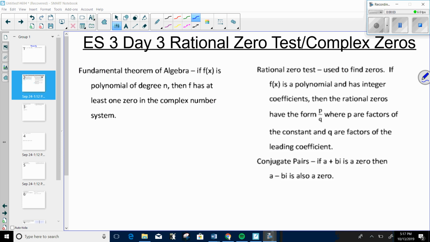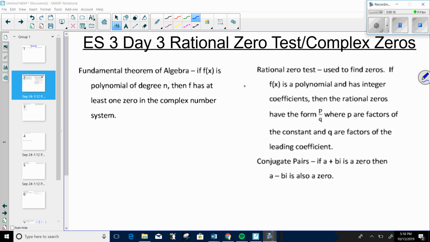Today's lesson, we're going to talk about how to find solutions to polynomial equations that do not factor. So a couple of things we're going to talk about first. There's a couple theorems and definitions we're going to talk about. The first one is the fundamental theorem of algebra.